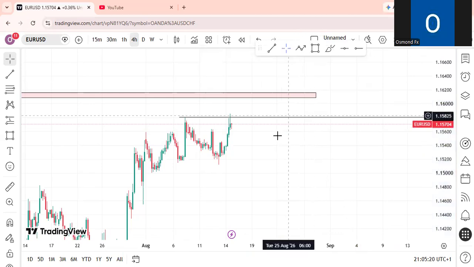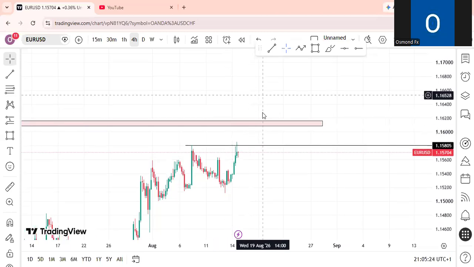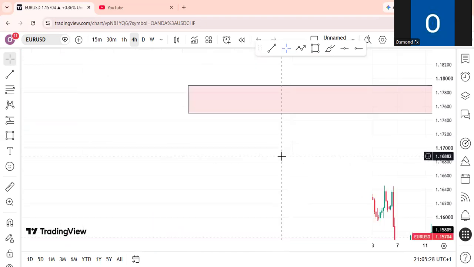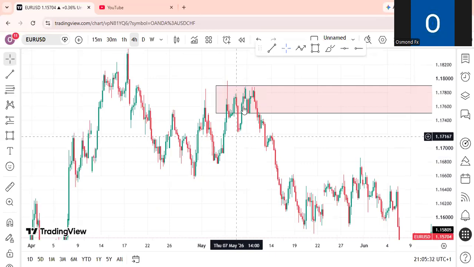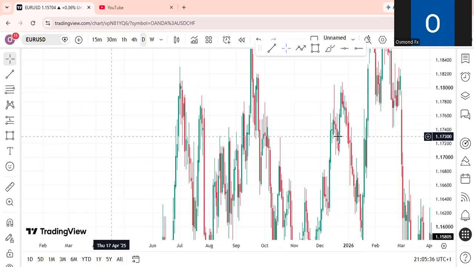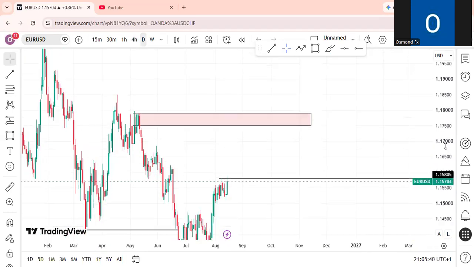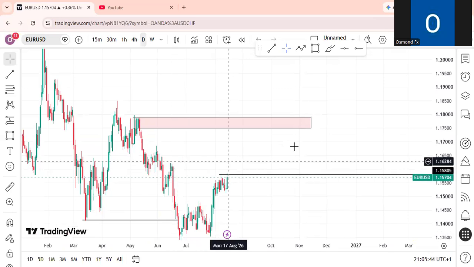So if this area gets violated, if market didn't respect the supply zone, the next supply zone that we are going to be expecting is here. Let's refine the entry. You don't even need to refine the entry on the daily time frame. So this is going to be the next point of interest, if the supply zone that was here didn't hold. So that's all for Euro USD. Let's head over to GBP USD.